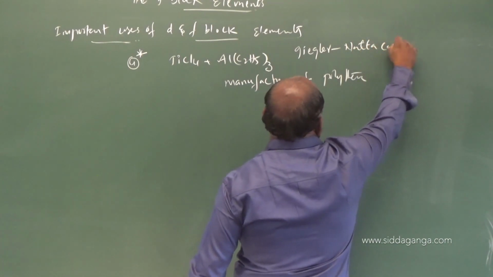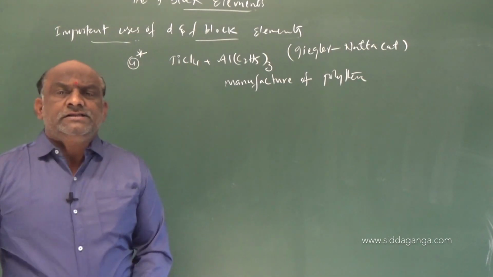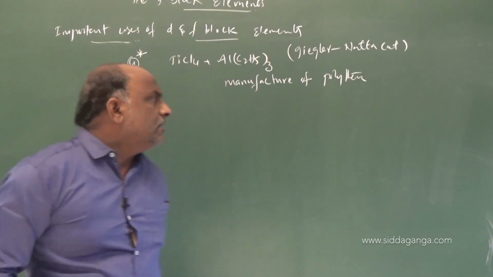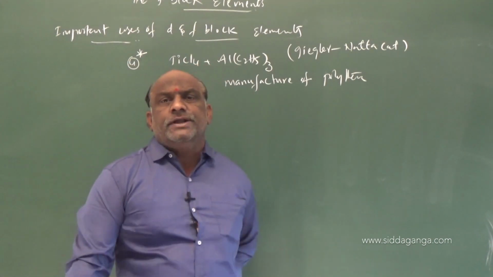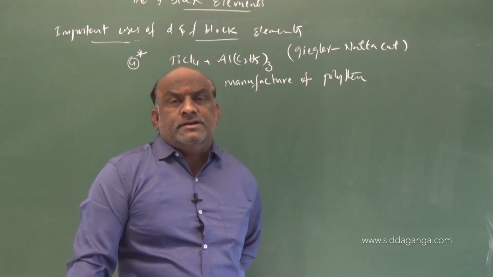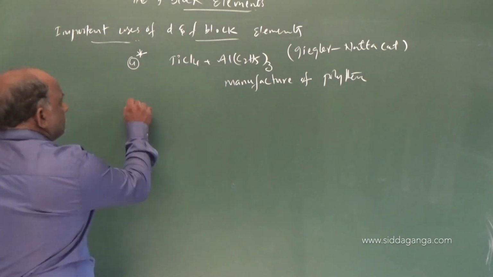Ziegler-Natta catalyst. The formula is TiCl4 plus Al(C2H5) taken thrice, triethyl aluminum. Very, very important. This is an expected question for entrance. Clear?